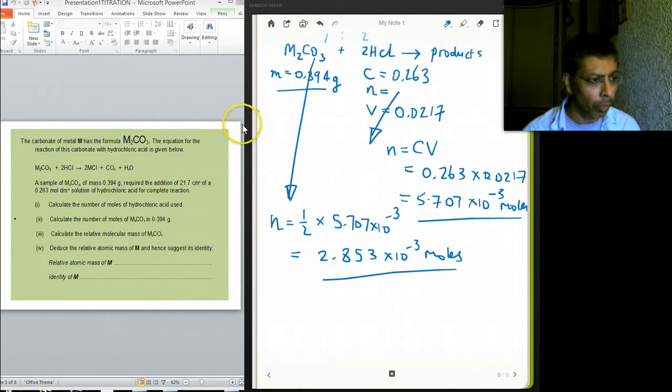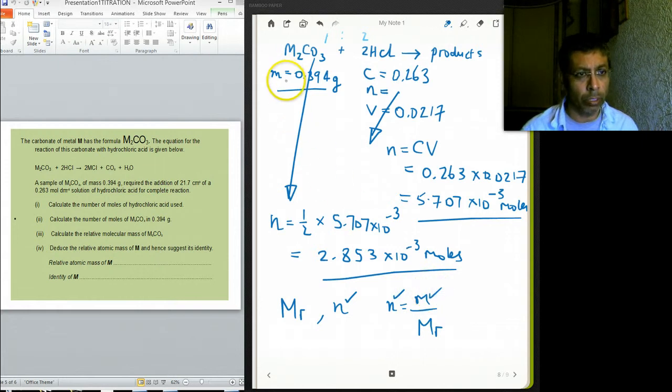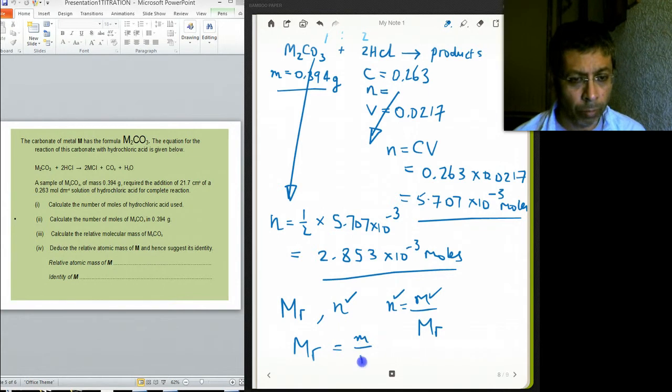Okay, right, part 3. Calculate the relative molecular mass of your metal carbonate. Right, now in this question, relative molecular mass, Mr, that's what we want to find out. What do we know? We know moles, right? And so the equation obviously that links those together is n equals little m over Mr. Right, we need to work out the molar mass. We know the moles. There we are. And we also know the mass, which is 0.394 grams. So rearrange this to get Mr equals little m over n.